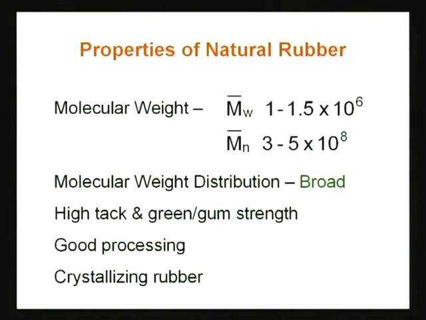Natural rubber has high tack, green strength, gum strength and good processing characteristics, and it is a crystallizing rubber. It is amorphous, but if you stretch it, it develops crystallization, that means crystallites are formed. So it increases the tensile strength; that is called stress induced crystallization, or strain induced crystallization. The polymers which provide such behavior are known as crystallizing polymers.